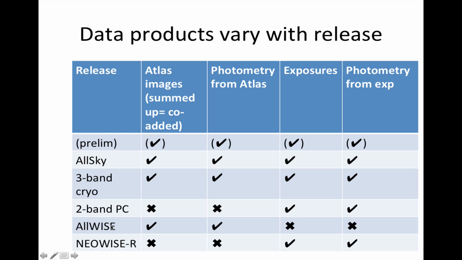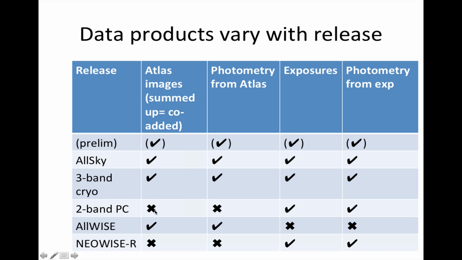So there's several different releases, and there's atlas images, which means mosaics summed up or co-added of all the individual frames. And there's photometry done on those atlas images. There's also the individual exposures and the photometry from those exposures. So the very preliminary release you don't want, because it's out of date, you don't need it. The all-sky release covers all of the data taken when there were 4 bands functioning. So there are atlas images, mosaic summed up, photometry from the atlas images, the individual exposures and photometry from the exposures. For 3-band cryo, similarly, there's mosaics and exposures and photometry from the exposures.